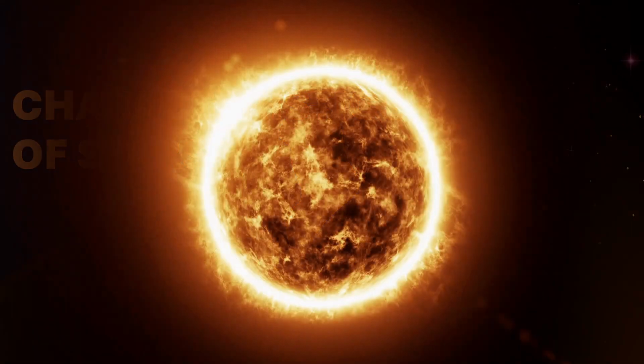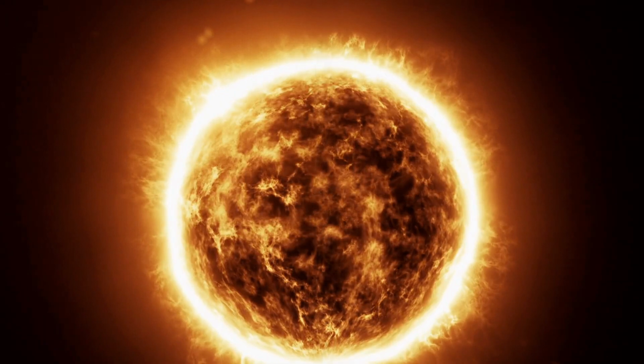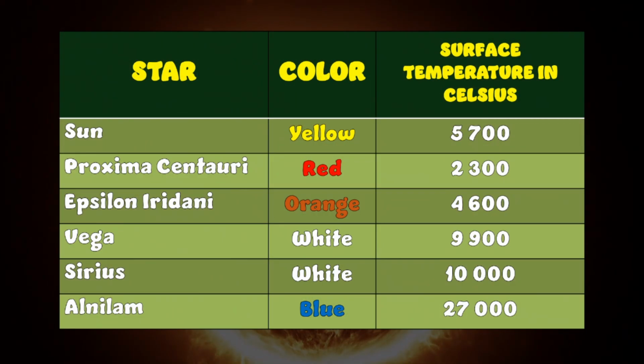The color of the star indicates its surface temperature. Look at the table. It shows the different stars with their surface temperatures. Our Sun, which is yellow, has a surface temperature of 5,700 degrees Celsius. Proxima Centauri, which is red, has a surface temperature of 2,300 degrees Celsius. Epsilon Eridani, which is orange, has a surface temperature of 4,600 degrees Celsius. Vega, which is white, has a surface temperature of 9,900 degrees Celsius.